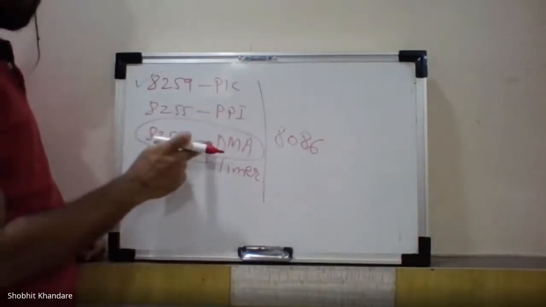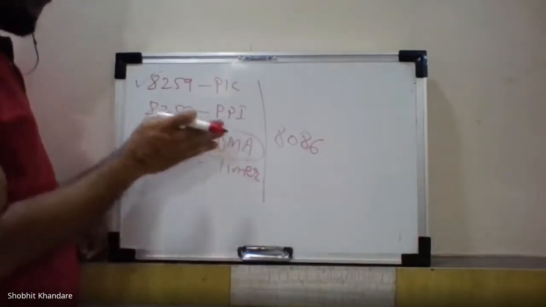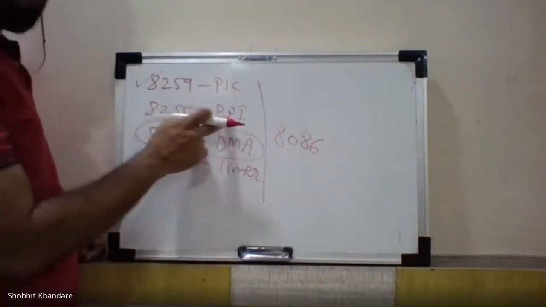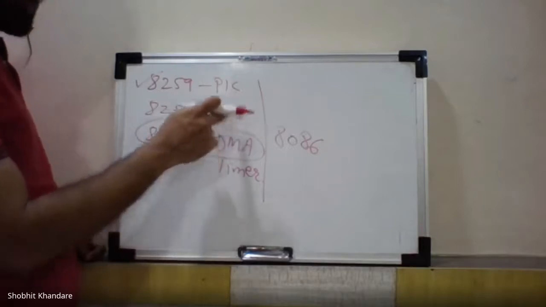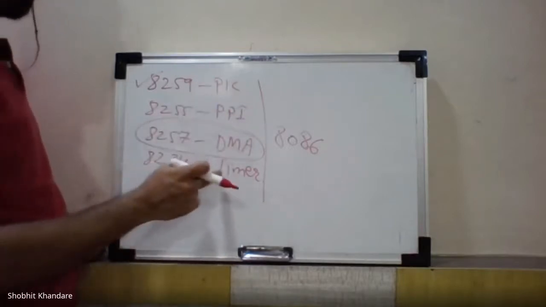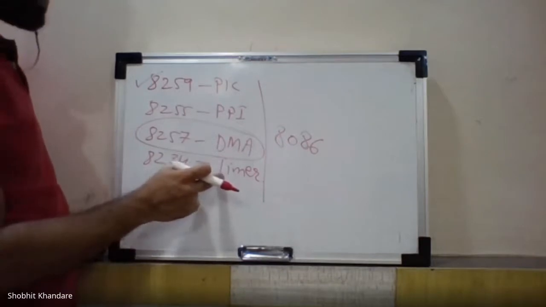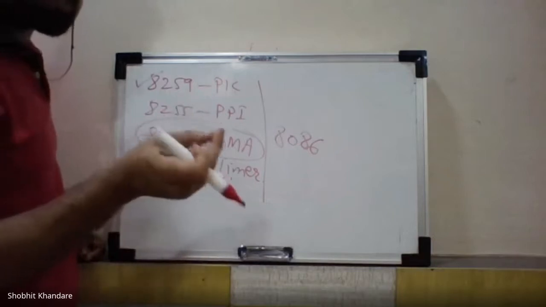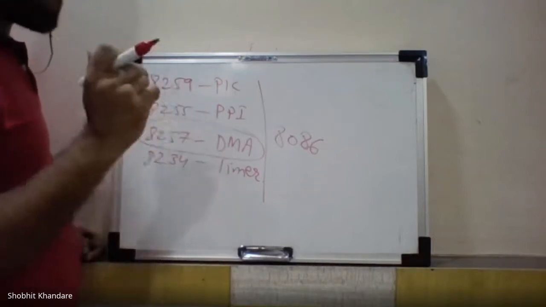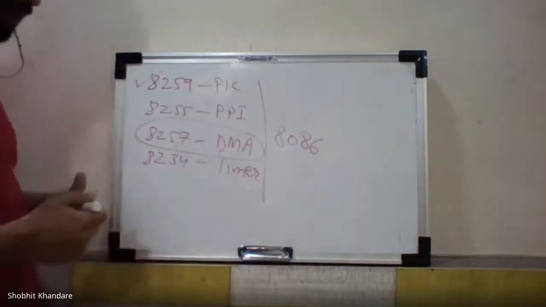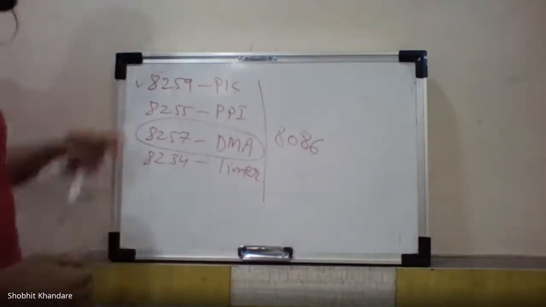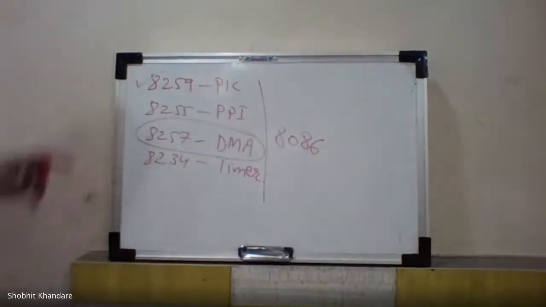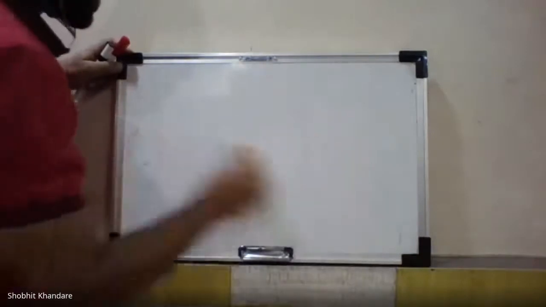8257 is a direct memory access. After this, we will go with 8255, programmable peripheral interface, PPI. And after that we'll go with 8234, that is a timer IC. So these are the ICs which we have to study under the topic of interfacing with 8086. That is how this topic has to be understood, by understanding the different ICs. So we'll start with this small topic now regarding 8259.